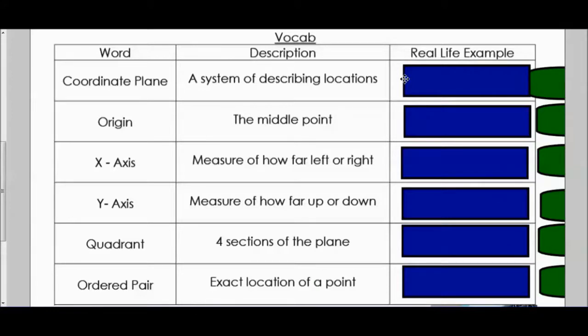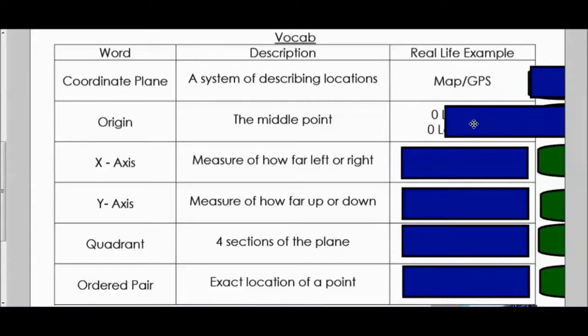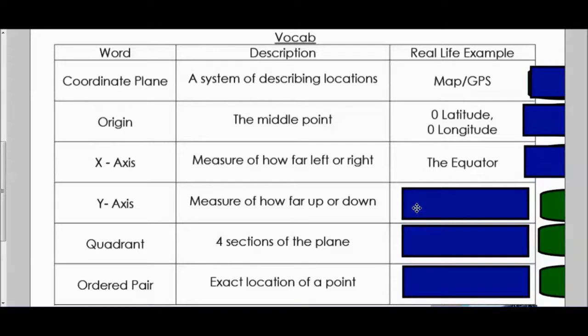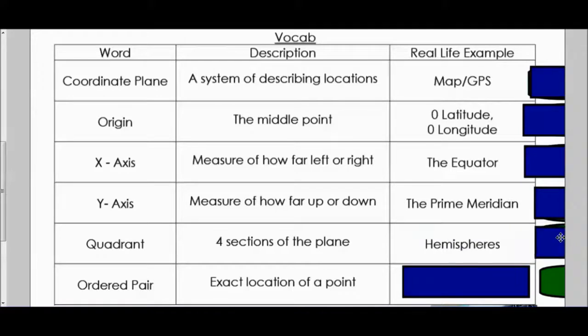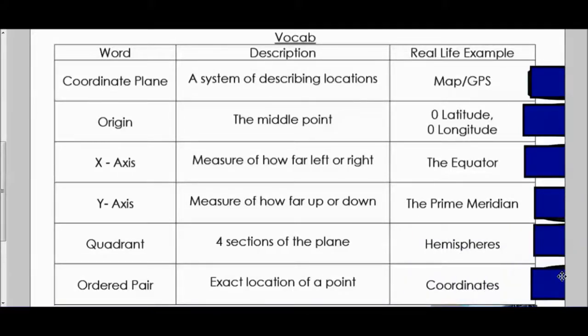Okay, so the real-life example of this, really how this is used in real life, is through maps and GPS systems. We'll see that latitudes and longitudes line up perfectly with our ordered pair. So the origin would be 0 latitude and 0 longitude. You could look this up and you'd see that it's just south of the western part of Africa, and that's really where the equator, which is our horizontal axis, and the prime meridian, which is our vertical axis, meet, right at that point just south of the western part of Africa. So the quadrants kind of line up with the hemispheres, and the ordered pairs are the coordinates, or the latitudes and longitudes of exact locations.